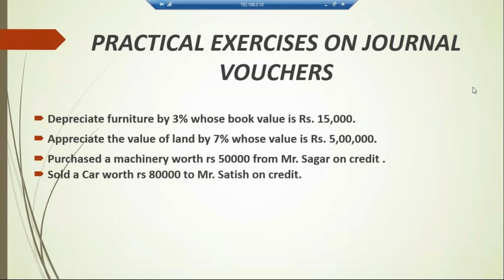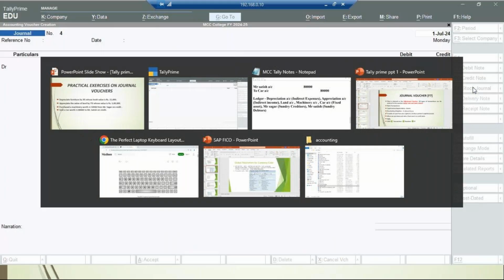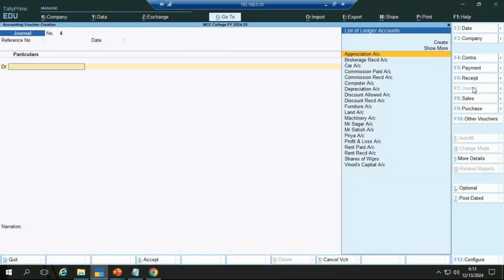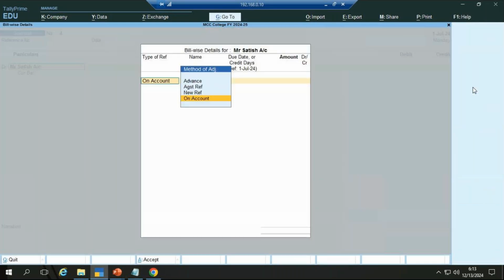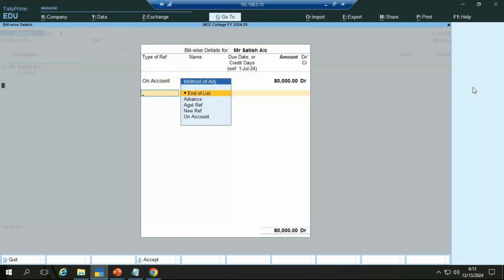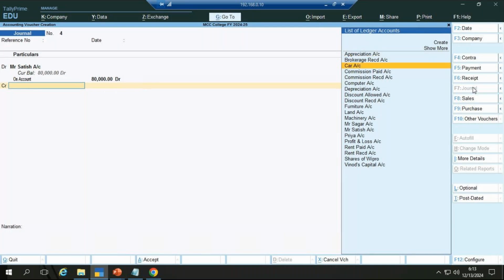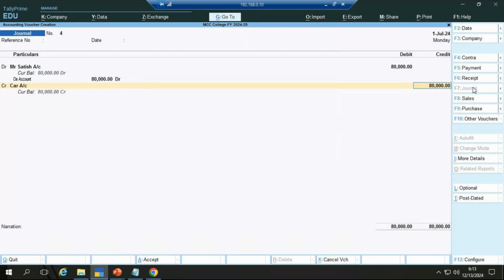Fine then. Control A. And the last transaction: sold a car worth rupees 80,000 to Mr. Satish on credit. Enter, enter, enter. So Mr. Satish account debit. Select on account 80,000. Enter, enter, enter. So credit car account. Debit Mr. Satish, credit car account 80,000.